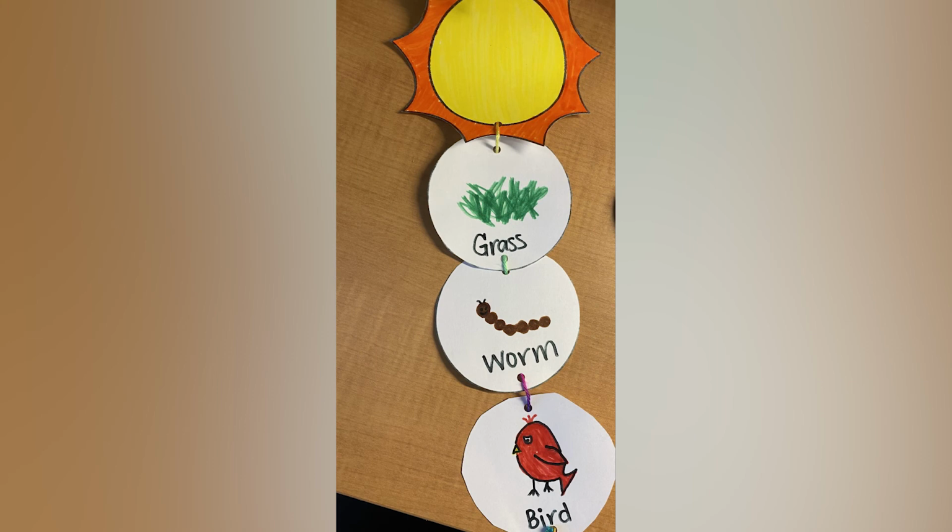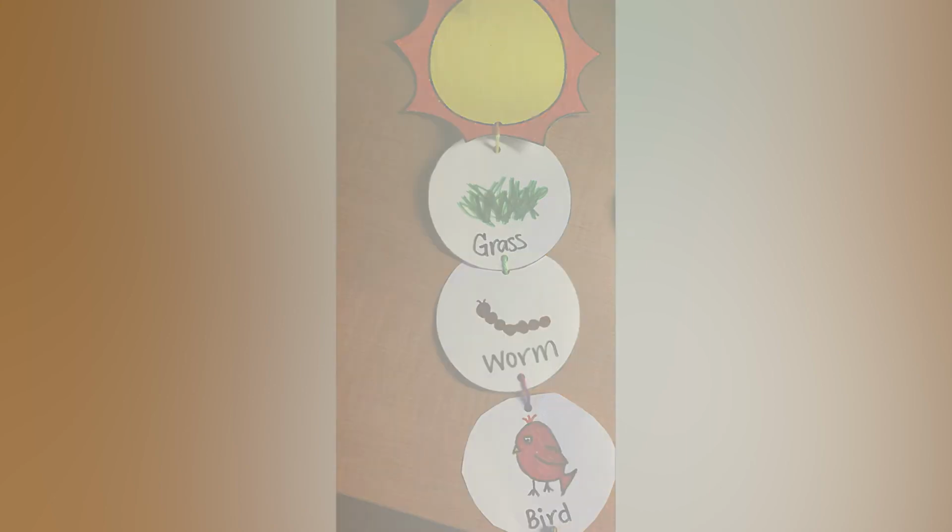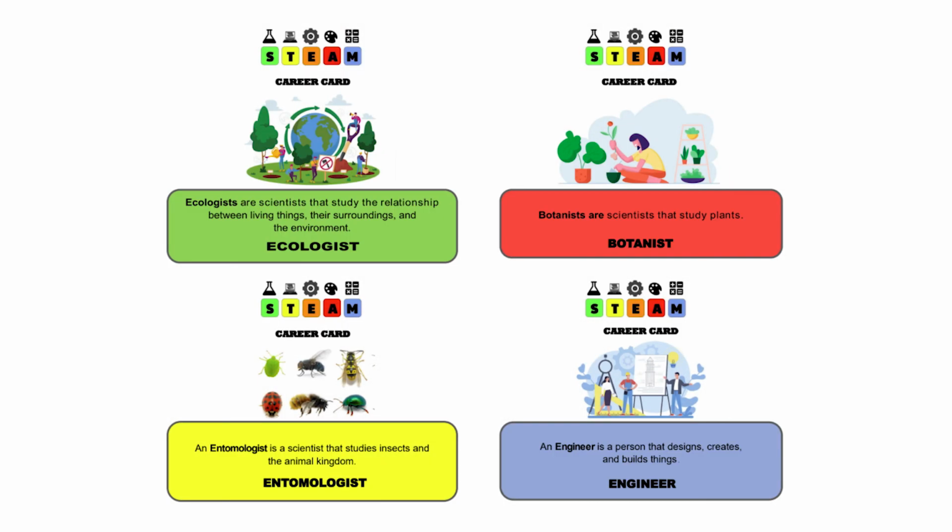Here, I designed an example showing a food chain in a garden. I have my sun energy source, then my producer, the grass, next my consumer, a worm, and then my last consumer, a bird. Don't forget to look over your STEAM career cards.